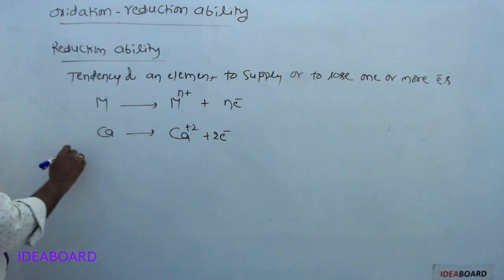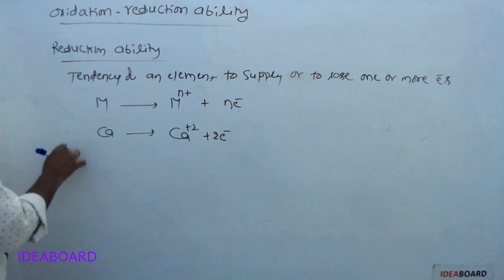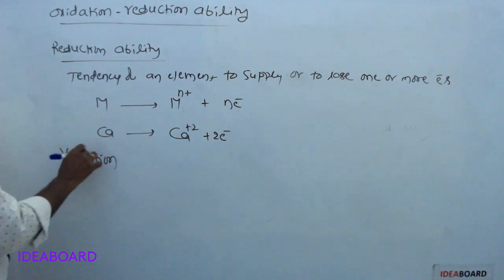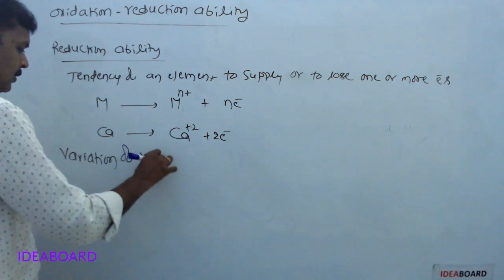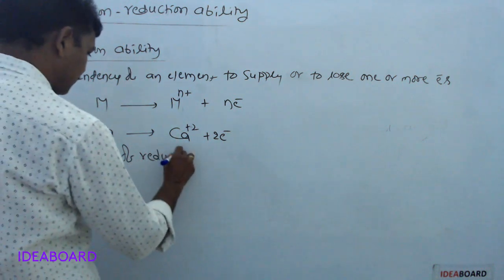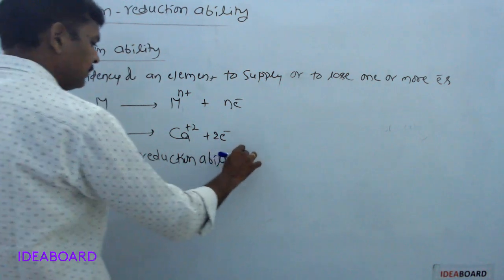So next, variation of reduction ability in periods and groups. Variation of reduction ability in periods.